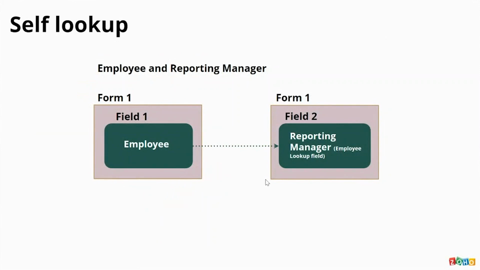So coming to the concept of self lookup. The best example would be employee and the reporting manager, employee reporting to their manager. So within the employee repository or employee master form, we would have another field called reporting manager, which would have reference to the same employee master, right? So we would bring this employee as a lookup reference within the same form. So we call this a self lookup.